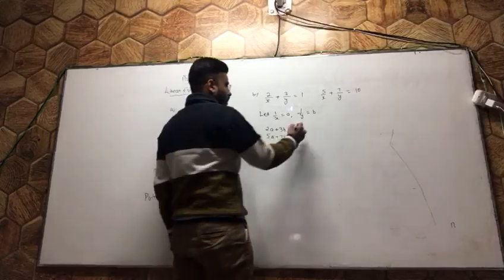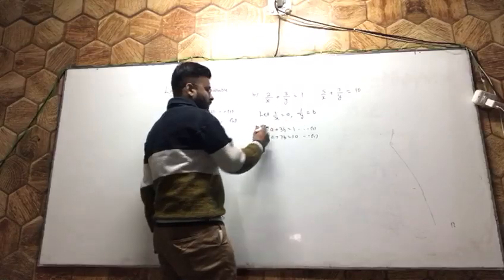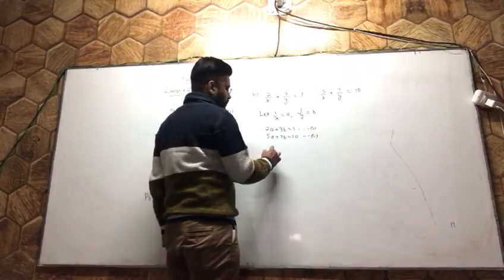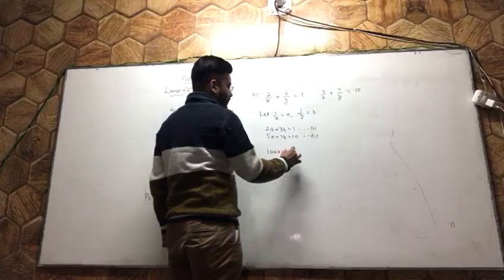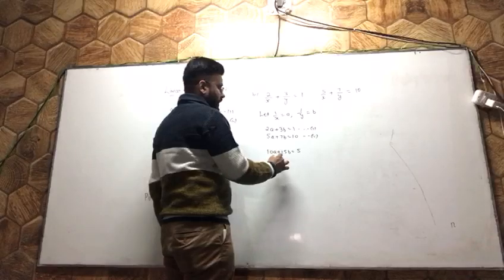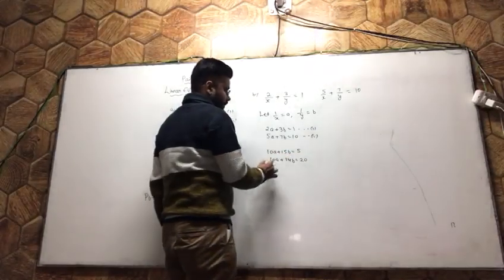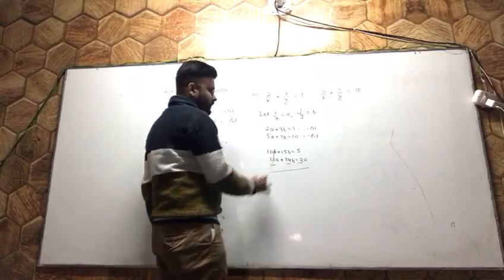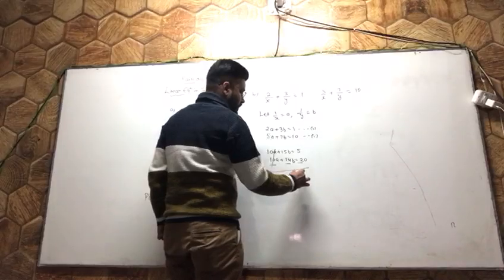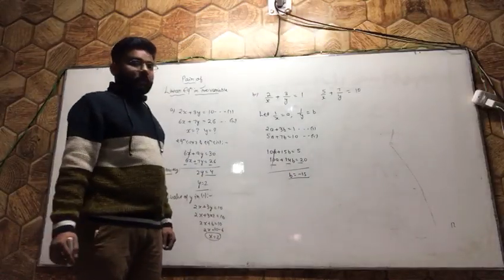Same, we will make the coefficient of a equal. In equation 1, we will multiply by 5. 5 into 2, 10a, 15b equal to 5. In this equation, we will multiply by 2. 10a plus 14b is equal to 20. Subtract. Cancel out. 15 minus 14, b is equal to minus 15.